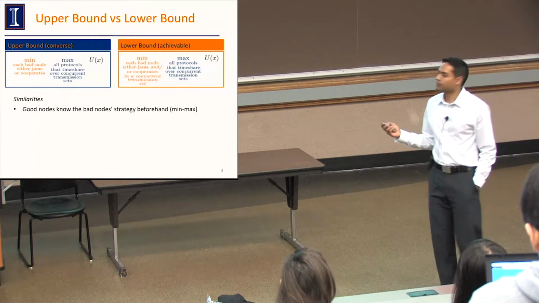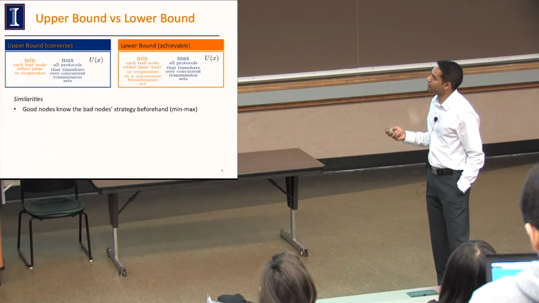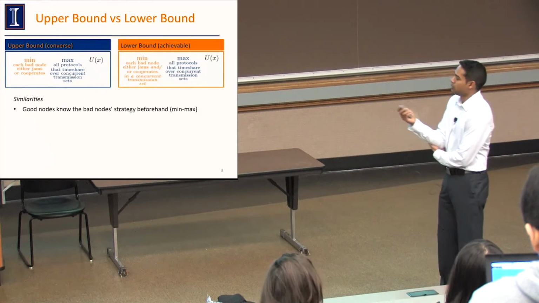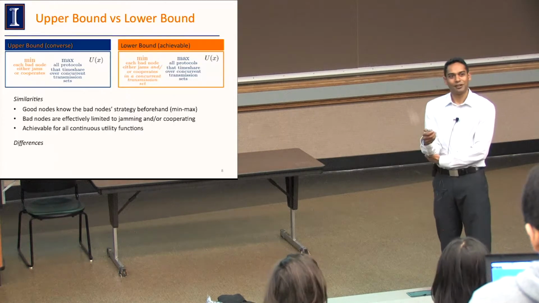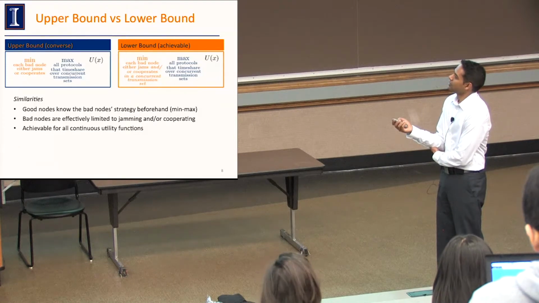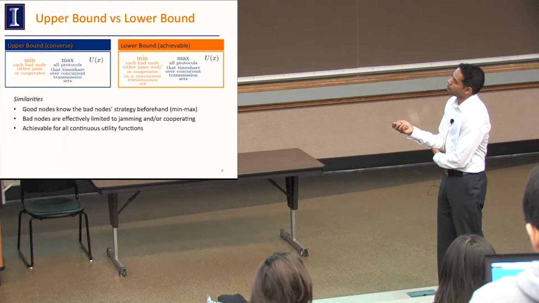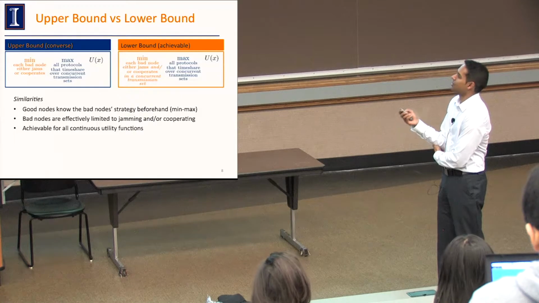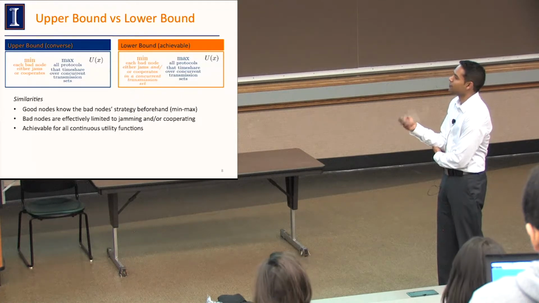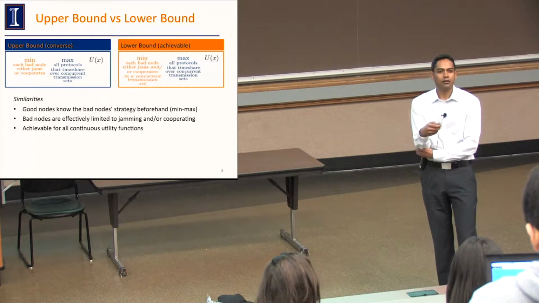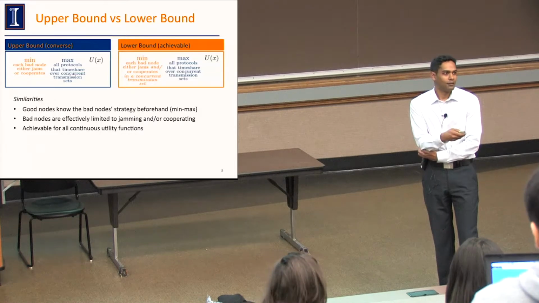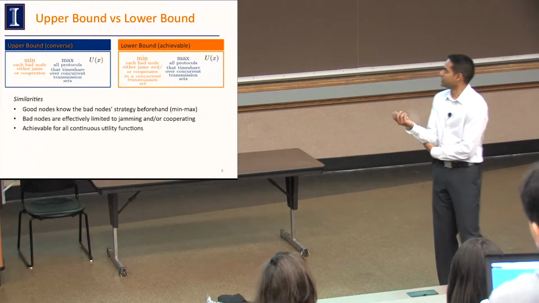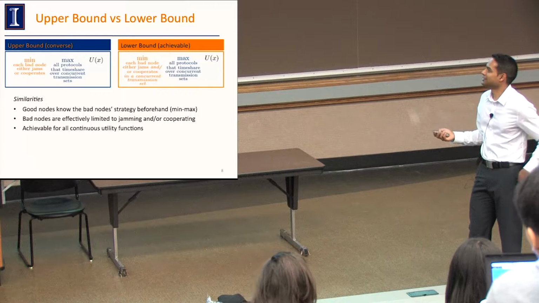So if I compare this lower bound and the upper bound, we have some similarities that are encouraging. One similarity is that we have this min-max formulation, which basically means that in effect, the good nodes know what the bad nodes will be doing a priori.